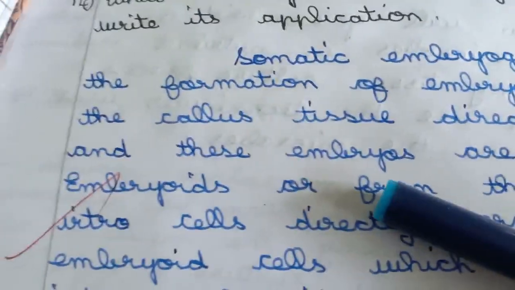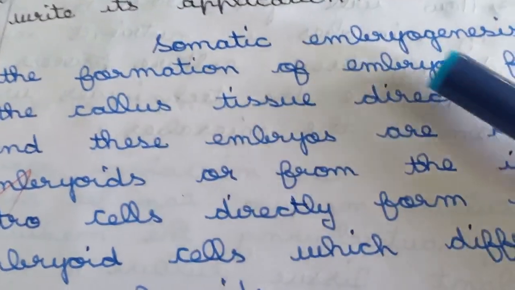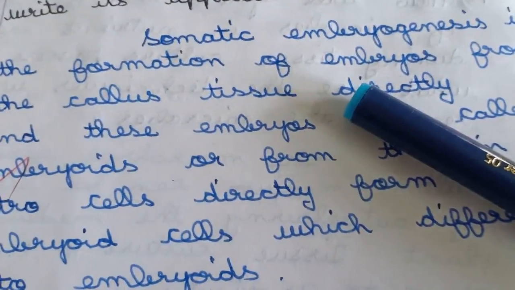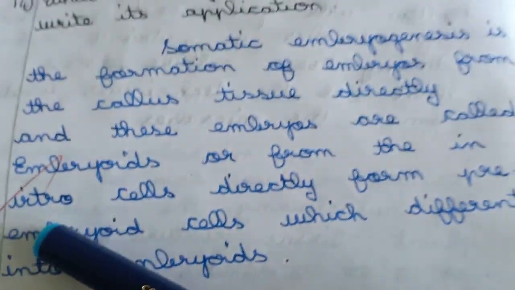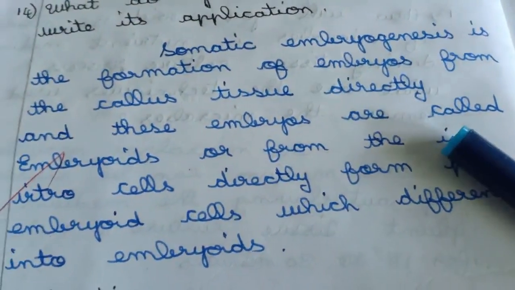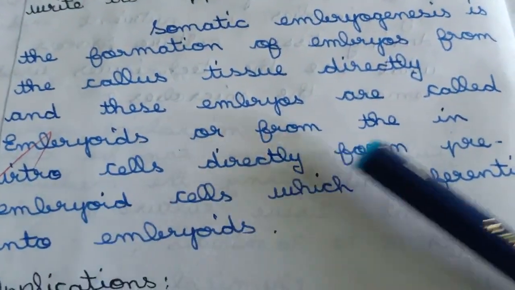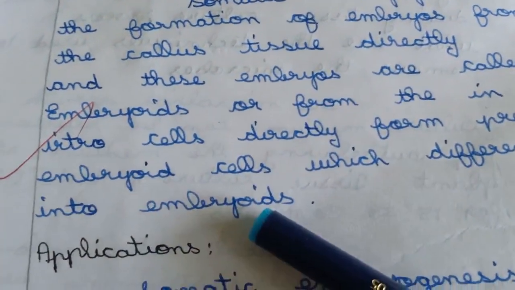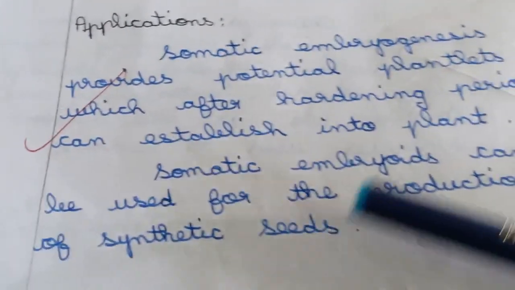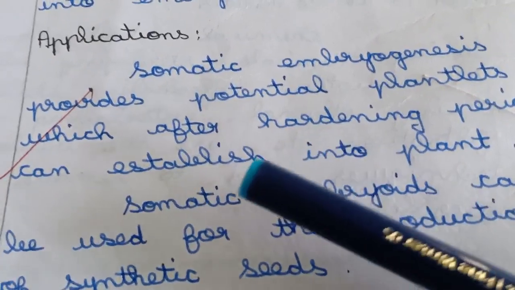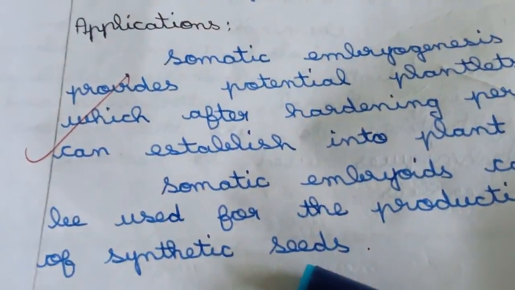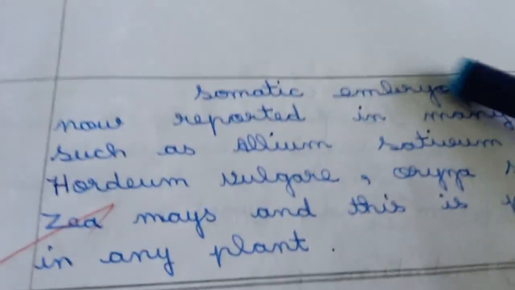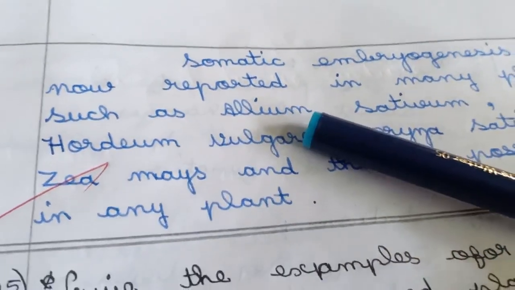So let me repeat. Callus tissues directly give rise to an embryo which is called the somatic embryoid. In other words, in vitro cells directly form pre-embryoids which are called embryoids. You got 3 importance. One is they have the ability to grow into a new plant, the ability to grow into synthetic seeds, and they are commercially useful in production of certain plants.